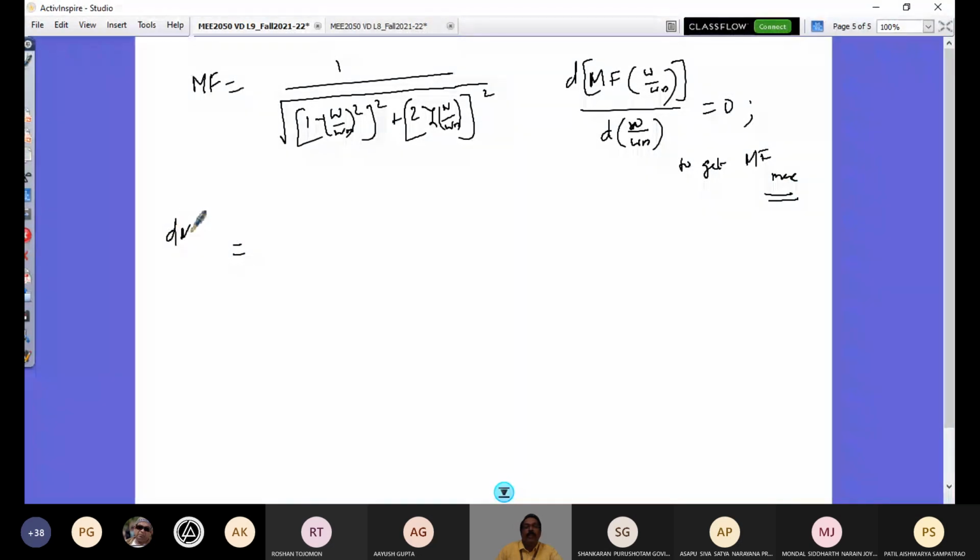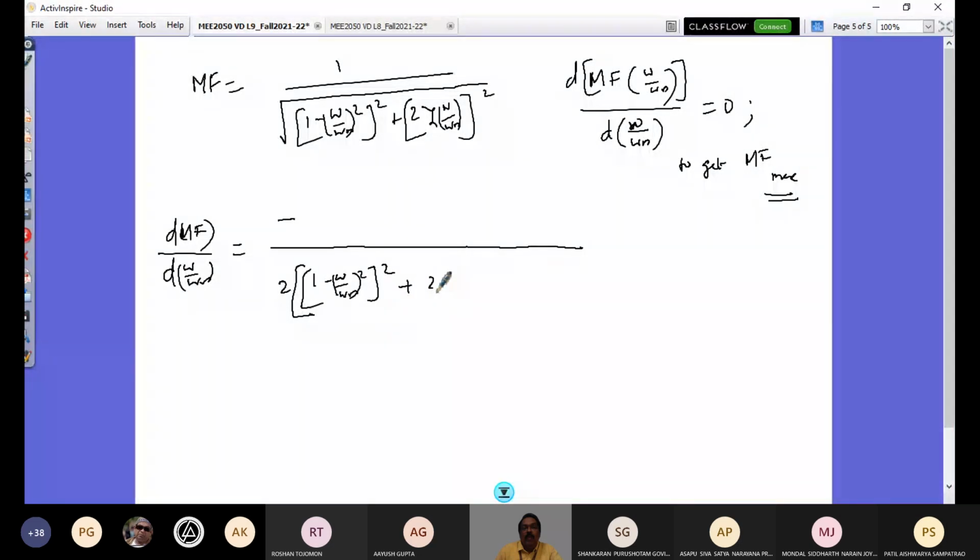So I'm going to do d MF by d (omega by omega n). So that's going to be, see here, 1 by under radical, so 1 by root of x is there. We know that differentiation, I'm just going to write. If you have doubts, you can ask. So that's going to be minus 2 into (1 minus (omega by omega n) whole square) plus (2 zeta omega by omega n) whole square, to the power 3 by 2. Just let me write it so that I'll not make any mistake. So this is the numerator, and for the denominator I have to apply the chain rule.